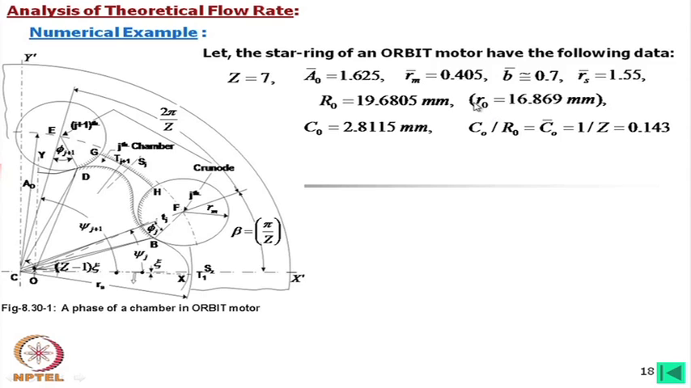Then R0 is the radius of the inner centroid for the epitrochoid, which is 16.869, but this is not required because we have non-dimensionalized with respect to this one. Interestingly, we use A0 and Rm bar, but we never use this C0 bar, because C0 bar is nothing but 1 by Z. The relation between capital R0 and small R0 is Z by Z minus 1, so their difference will be 1 by Z. So, C0 bar is 1 by Z, and in the formula only 1 by Z is used.